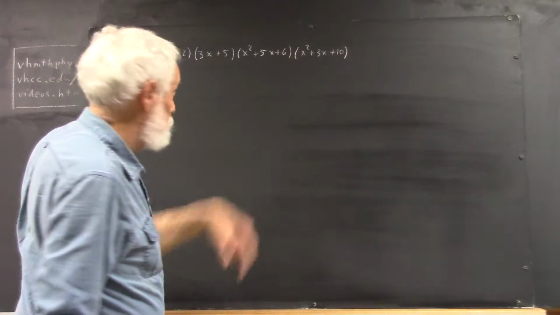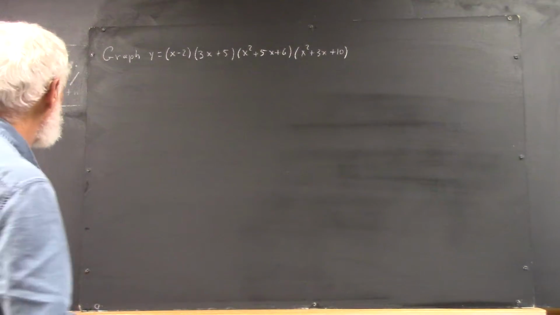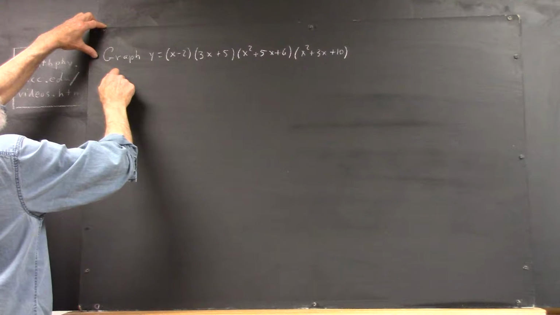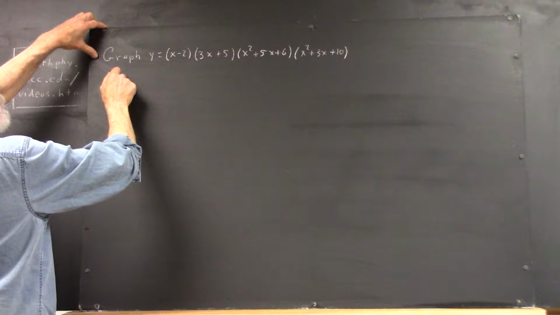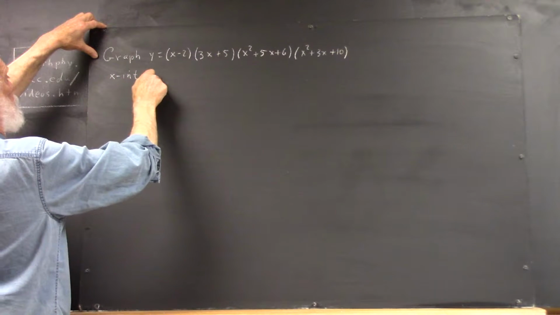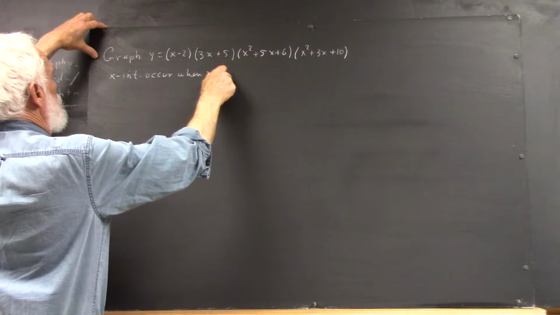Okay, we want to graph this function, at least as best we can, with a hand-constructed graph. Well, x-intercepts occur when y equals 0.